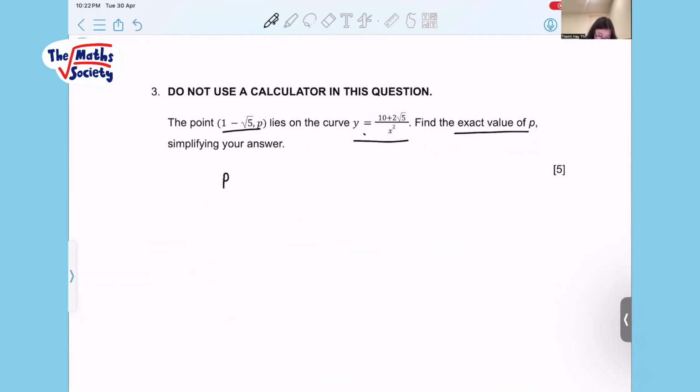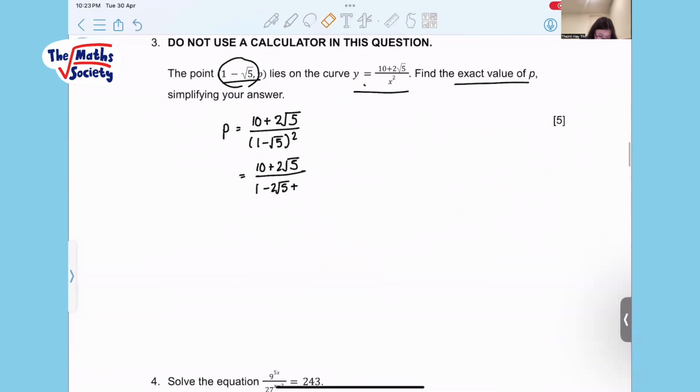Which is going to be, because p equals, 1 minus root 5 is the x for that curve, so it'll be 10 for that point, so it's going to be root 5 by 1 minus root 5, which is the whole square. So it'll be 10 plus 2 root 5 divided by 1 minus 2 root 5 plus 25. Oh, sorry, plus 5. And then you'll get 10 plus 2 root 5 by 6 minus 2 root 5.